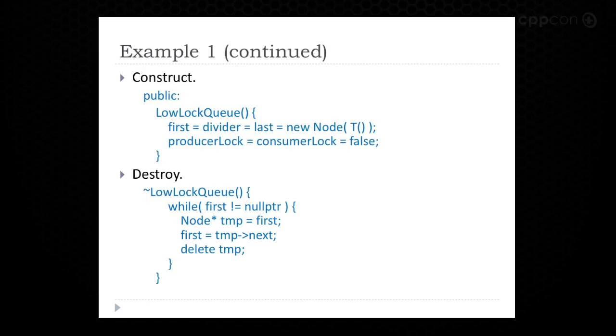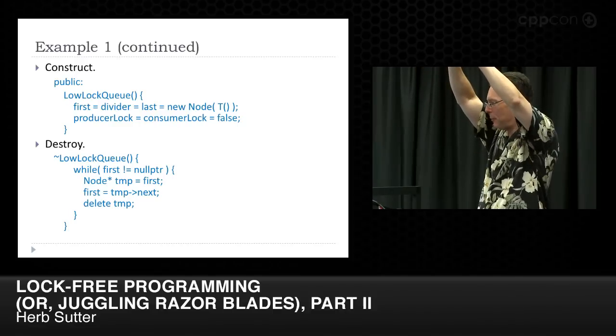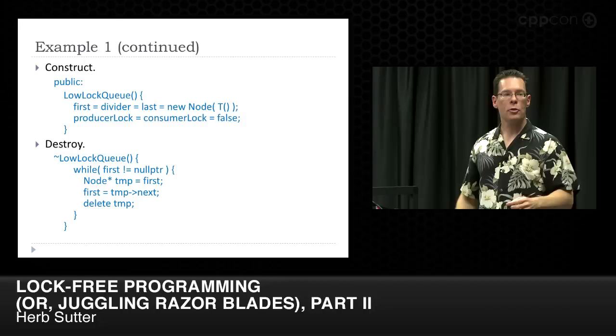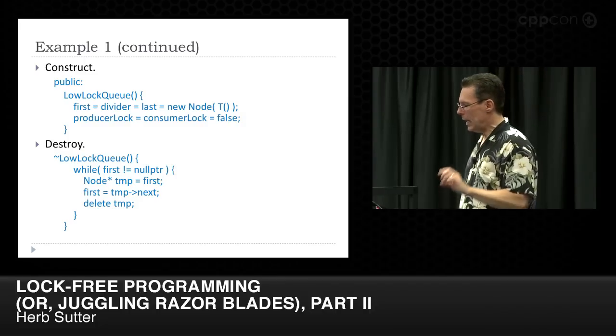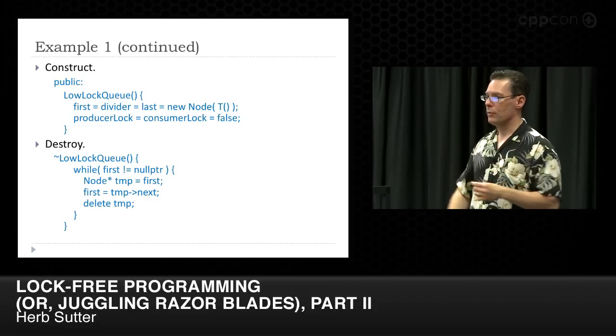The constructor does the following. The constructor creates one node. The initial state is first, last, and divider all point to the same node. One happy family. And we set the producer and consumer locks to false. The destructor is very similar to what we just saw. It just runs through the list and deletes the nodes.